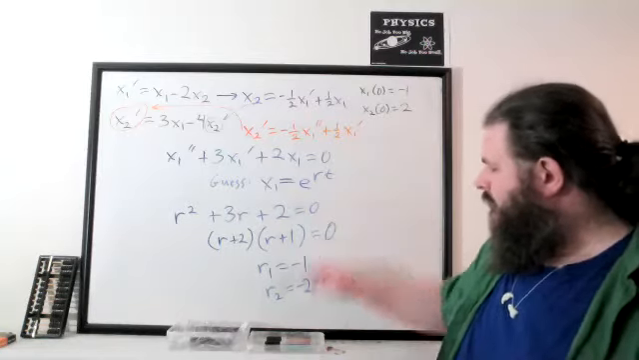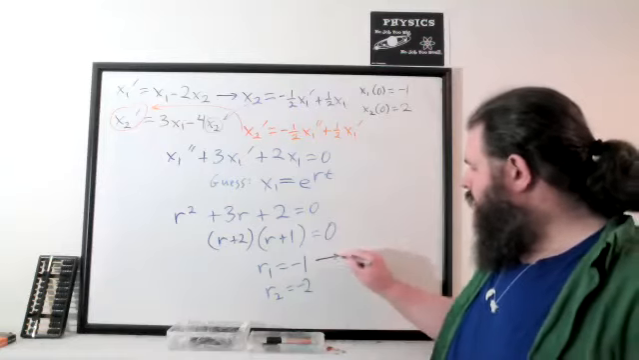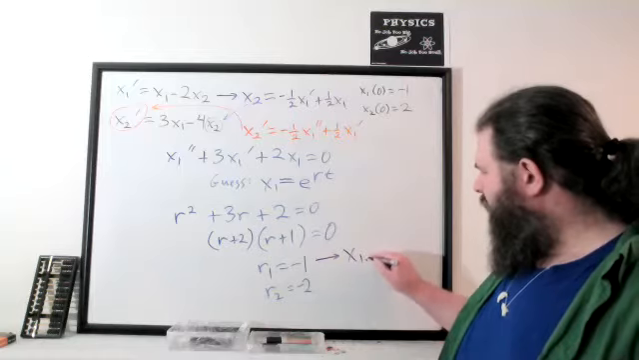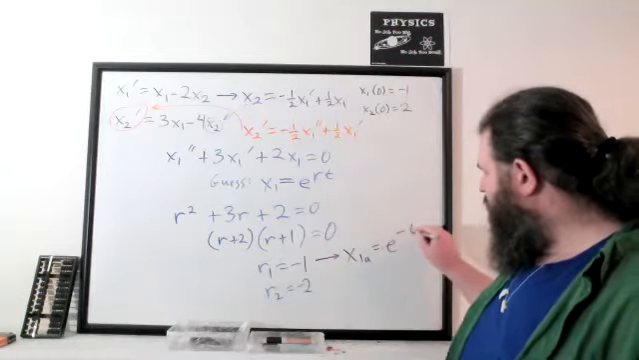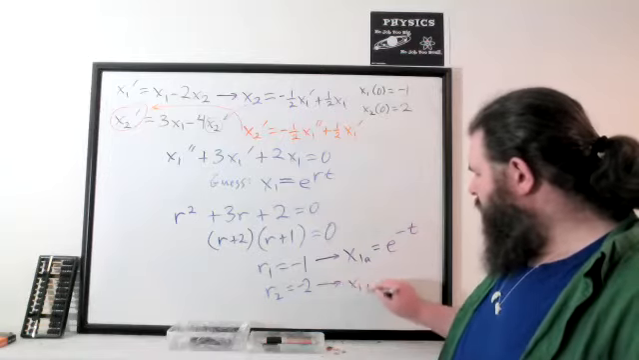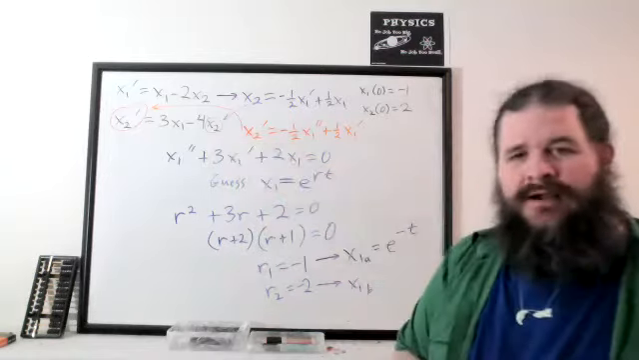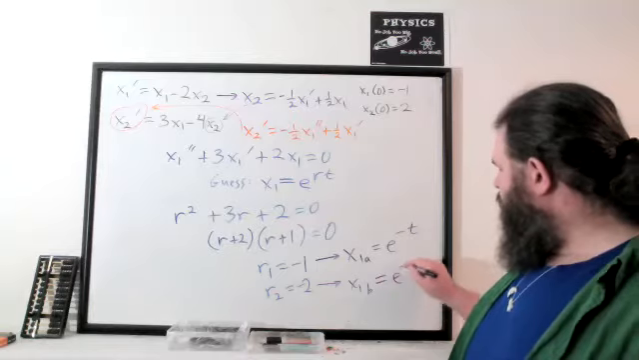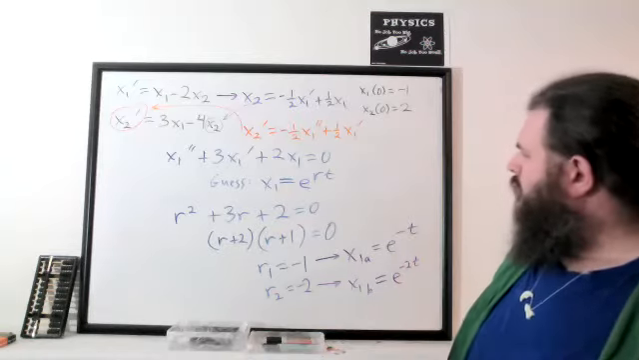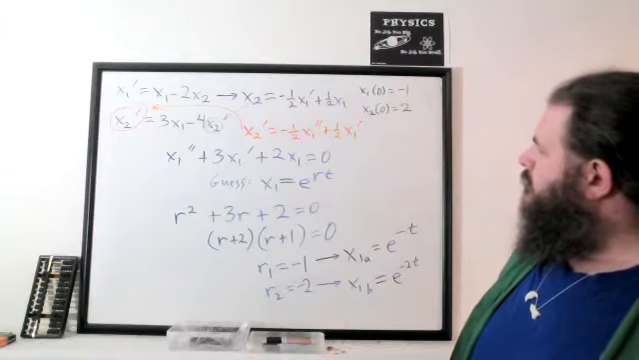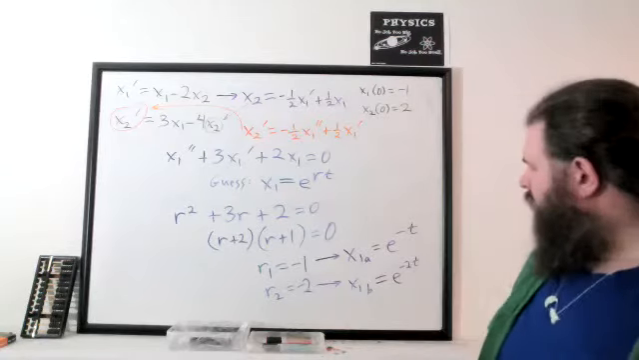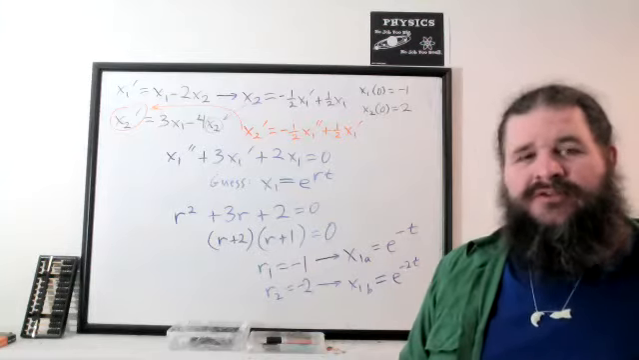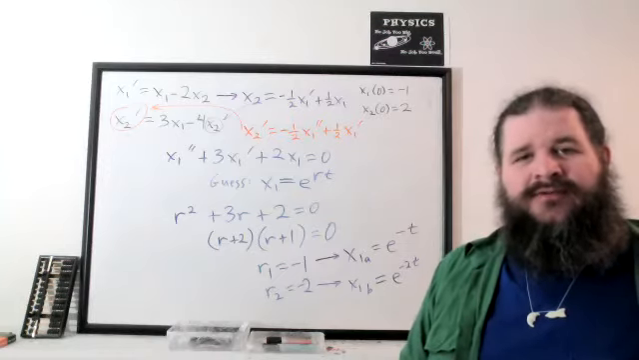Because we were guessing e to the rt, we now have the r values. So that means x1, I'm going to call this x1a, let's say, is e to the -1t. And let's say x1b, because I don't want to use x2 because we're already using that up here, is e to the -2t. Does that work? Yeah, so it looks like x1 can be either of these functions. And of course, those are just specific functions for x1. How would we get the actual general solution for x1?